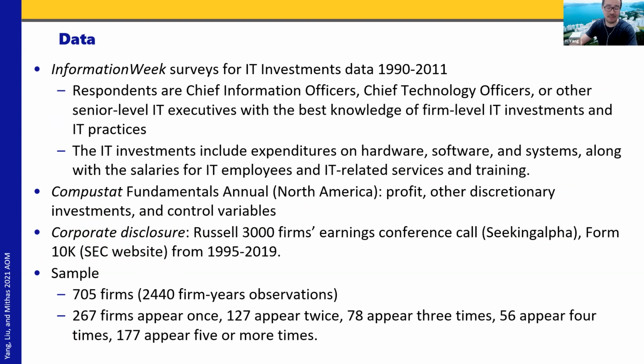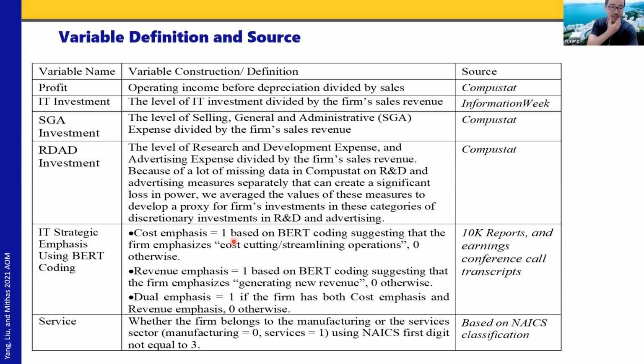After we do the matching, we have 2,400 firm-year matchings, where the firm explicitly mentioned information technology in their corporate disclosures, and we have data from Compustat and Information Week. So, this is our variable definitions. We have profit variables.